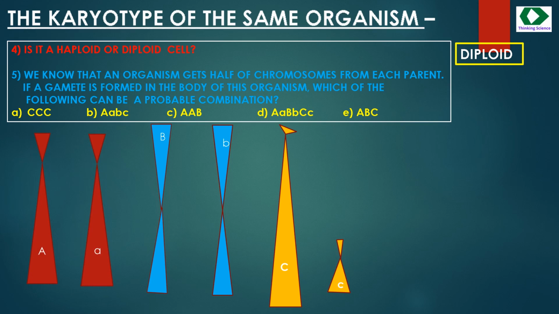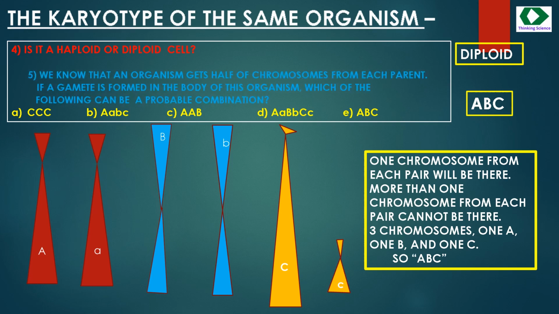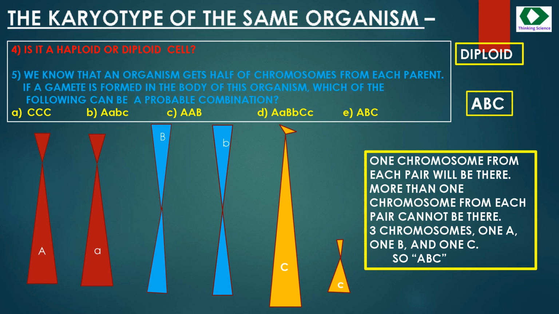See, we get half from mother, half from father. So, out of 2 A's, 1 A will come. Out of 2 B's, 1 B will come. Out of 2 C's, 1 C will come. So, there can only be 3 chromosomes in the gamete. So, you can eliminate option B, you can eliminate option D. They are having more than 3 alphabets. Now, coming to A, C, and E, which are having 3 alphabets, let us check them out. A is having all C's. There is no A and B there. It's not possible. C is having A, B. Again, C is missing there. E is having 1 chromosome A, another chromosome B, and the third chromosome C also. So that is the right combination.